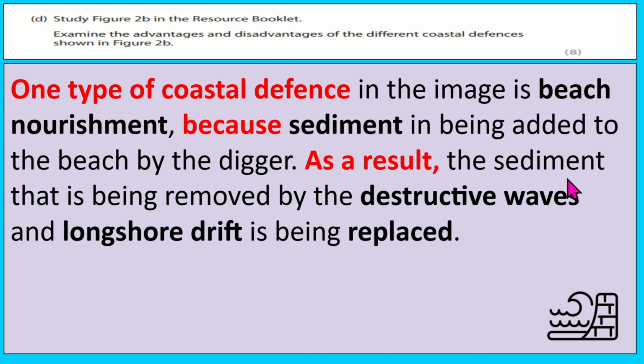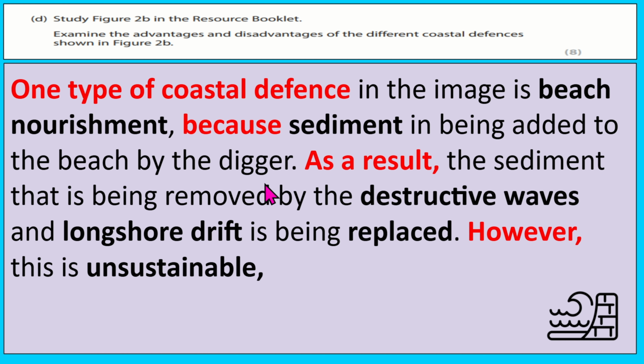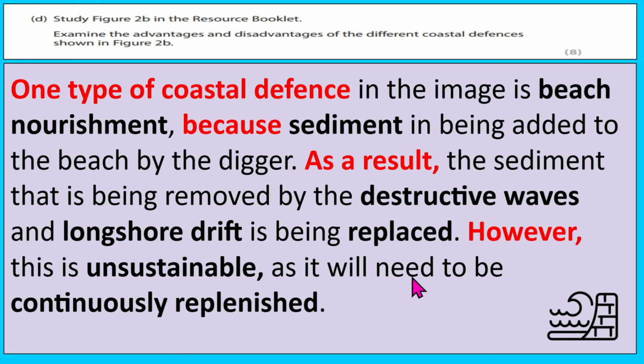Okay, well, that's all positive, isn't it? I'm showing that there is a natural process that is being kind of replaced by humans, and that's all great. So let's look at the however. However, this is unsustainable. Nice tier 2 word. Unsustainable means a pattern of behavior that can't be continued. It's unsustainable. And as it will need to be continuously replenished.